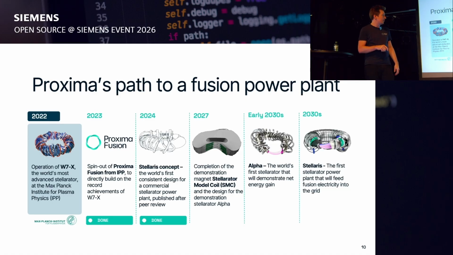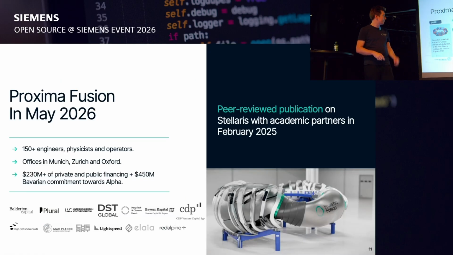Then in the early 2030s, we hope we'll be able to take Alpha into operation. And then, optimistically speaking, within the 2030s, it would be a hell of a ride, but I think it's possible to get the first Stellaris, first-of-a-kind power plant, into operation.